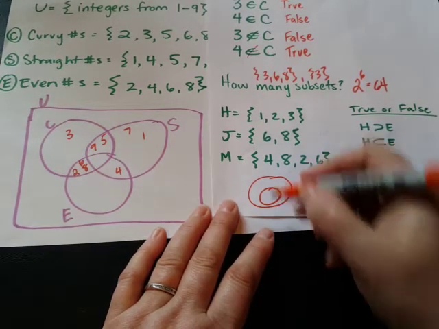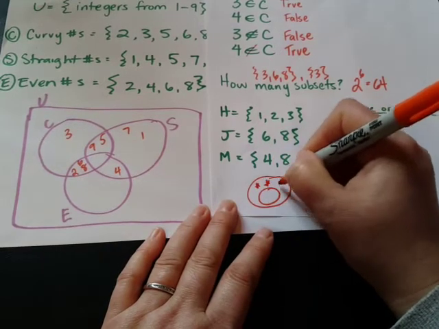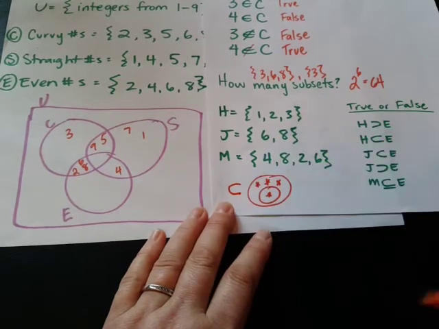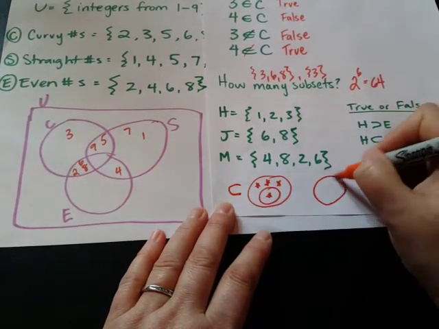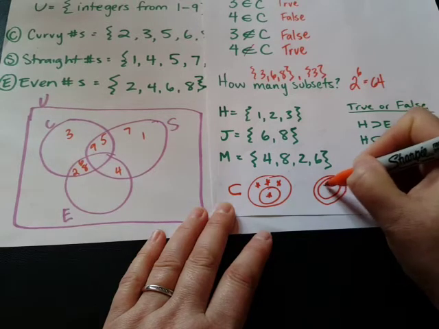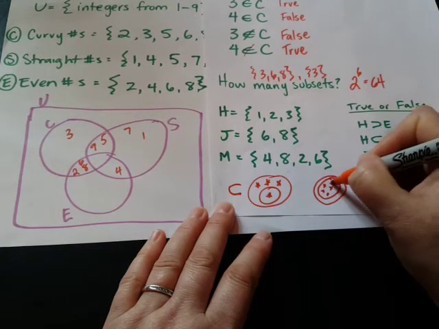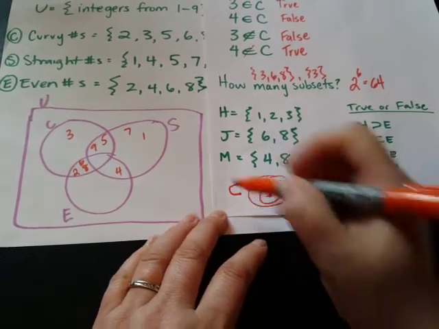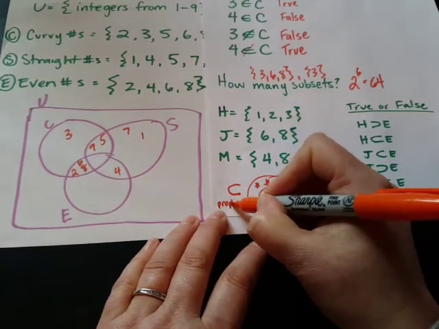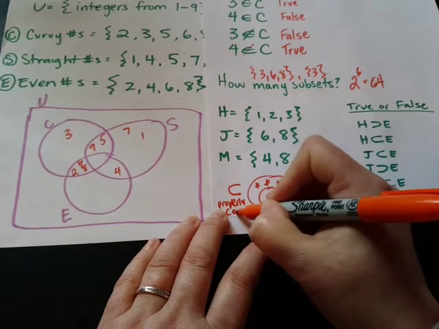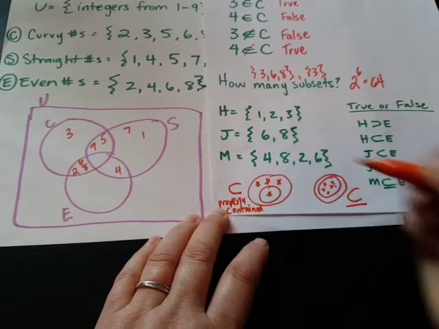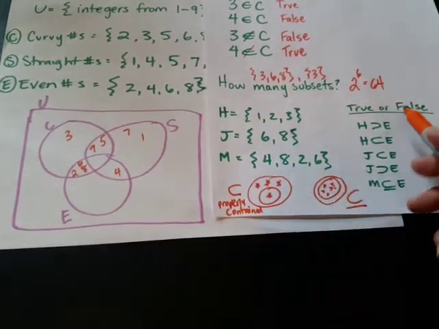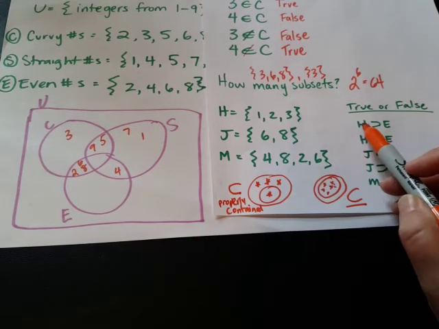So if you have items outside, then you could use this symbol. If every single member of the original set is within the subset, then we would use this symbol to say contained within. This is saying properly contained. And you go based on which direction it's opening towards. So this is E is properly contained within H.